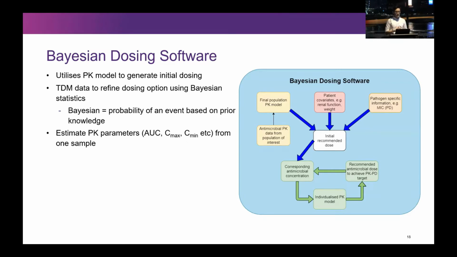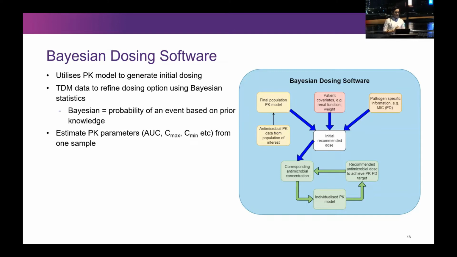It's essentially a method whereby we predict the probability of an event occurring based on prior knowledge. And when we're looking at it from a drug dosing point of view, we're looking at the probability of you achieving your target antimicrobial exposure based on all of this prior information that we have about the patient.